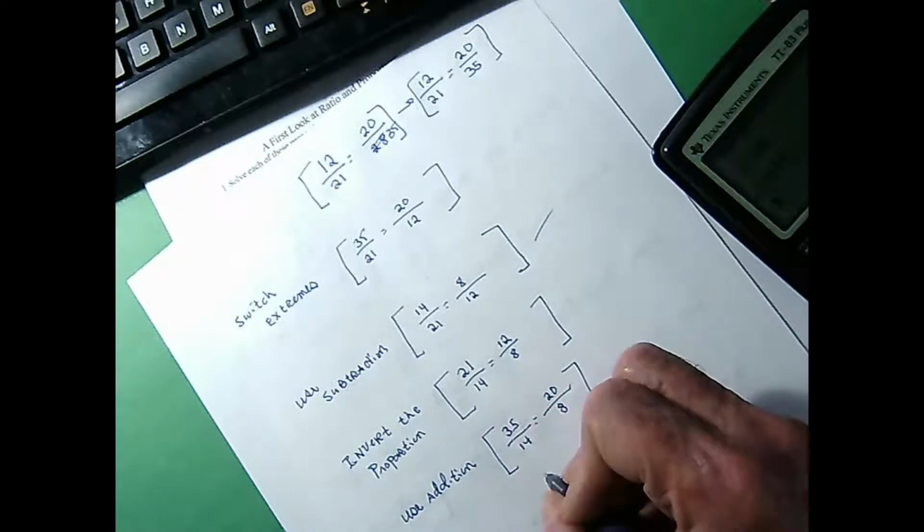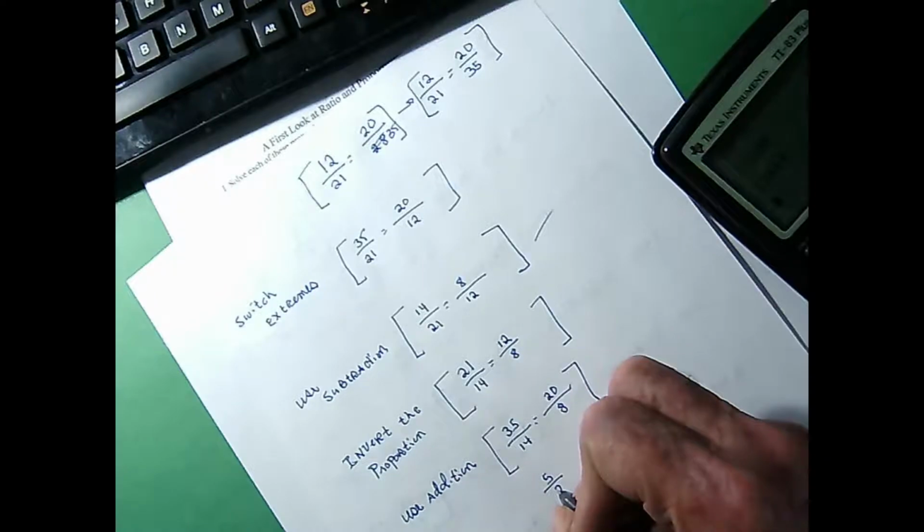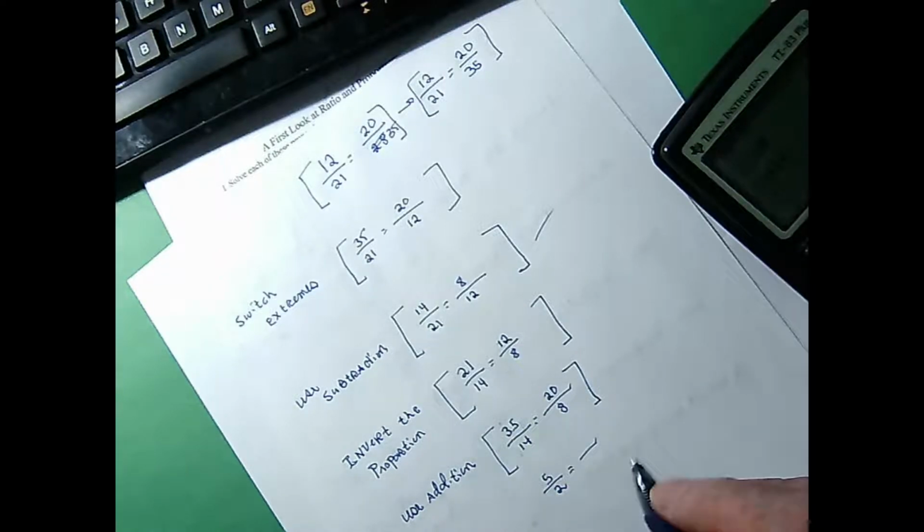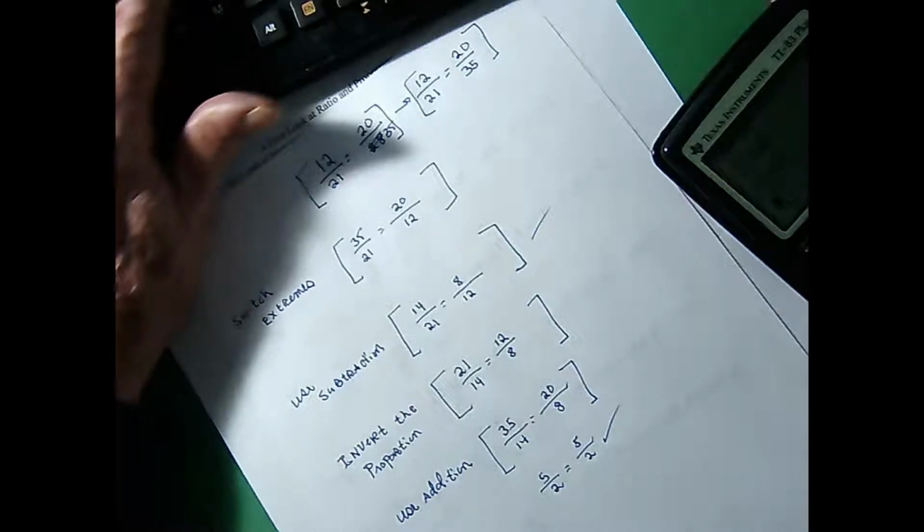7 goes into both of those. That's the same as 5 over 2. 7 goes into 35 5 times, 7 goes into 14 twice. What about this fraction? Can it be reduced? Yeah, 4 goes into both of them. 4 goes into 20 5 times, and 4 goes into 8 2 times. Yep, this thing's absolutely valid.